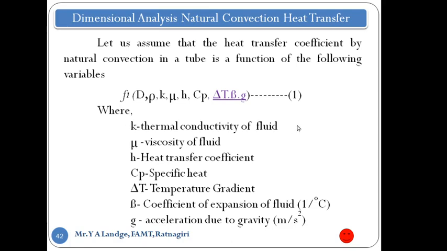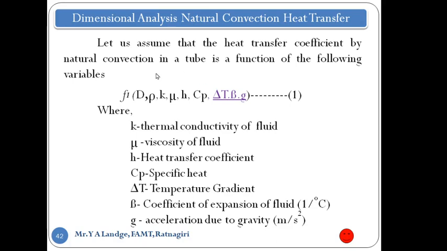So the conductivity is in watt per meter Kelvin. Mu is the viscosity of the fluid. H is the heat transfer coefficient. It is watt per meter square per Kelvin. Specific heat is in joule per kg per Kelvin. Delta T is in degree Celsius. So these are the units.